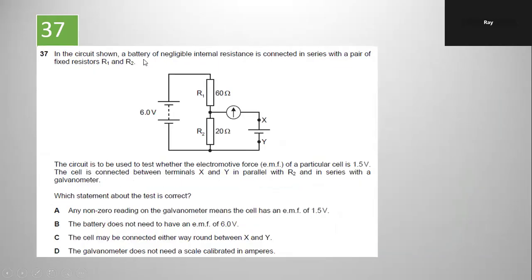In the circuit shown, a battery of negligible internal resistance is in series with a pair of resistors R1, R2. The circuit is to be used to test whether the electromotive force of a particular cell is 1.5 volt. The cell is connected between the terminals X and Y in parallel with R2 and in series with the galvanometer. Which statement about the test is correct?